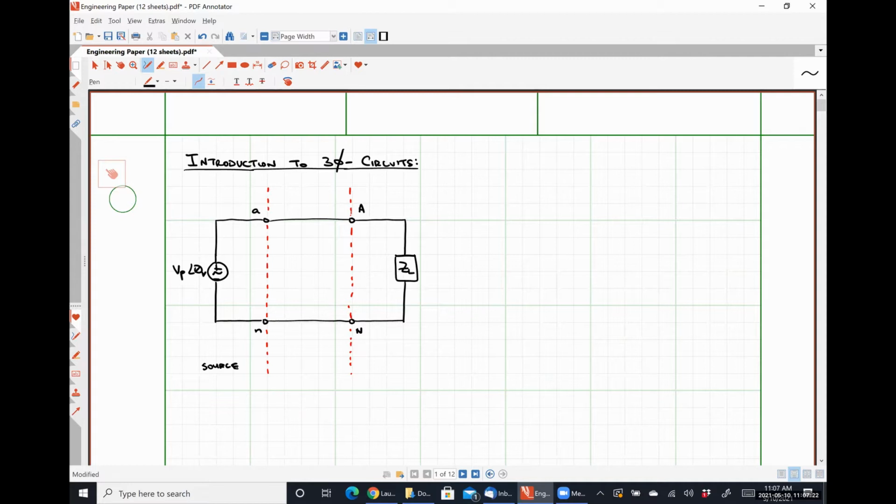And from here on out, I am going to make a point to use lowercase subscripts for quantities that are associated with the source side of things. On the right-hand side, we have our load section, and I'm going to make it a point from here on out to use uppercase subscripts for the load side of things. And then everything in the middle would be what we consider transmission lines.